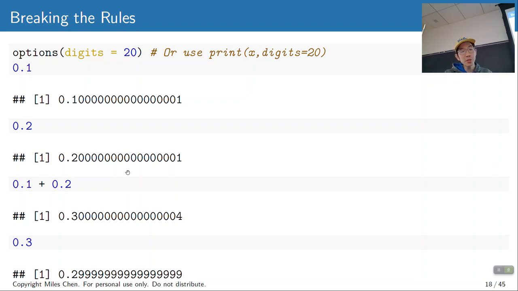And so when it stores it, it gets 0.10000, something very close to 0.1, but not exactly. And with 0.2, you get something very close to 0.2, but not exactly. And if you add these two numbers up, you get something very close to 0.3, but not exactly 0.3. And when you ask the computer what 0.3 itself is, again it's something very close to 0.3, but not exactly 0.3. When you compare them, the computer says, oh, this thing is not exactly equal to this thing, therefore they're not equal, okay?